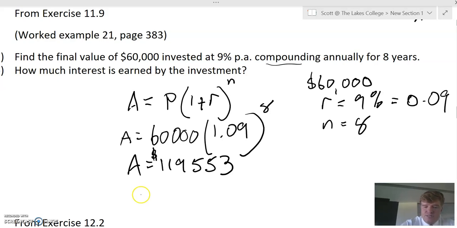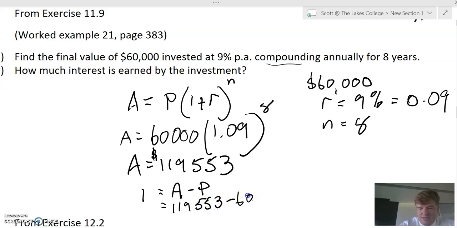So the interest is going to be the amount minus what we started, the principal we started with. So it's going to be 119,553 minus the $60,000. So I think that's going to equal $59,553 for the interest. And that's the use of the simple interest and the compound interest equation.